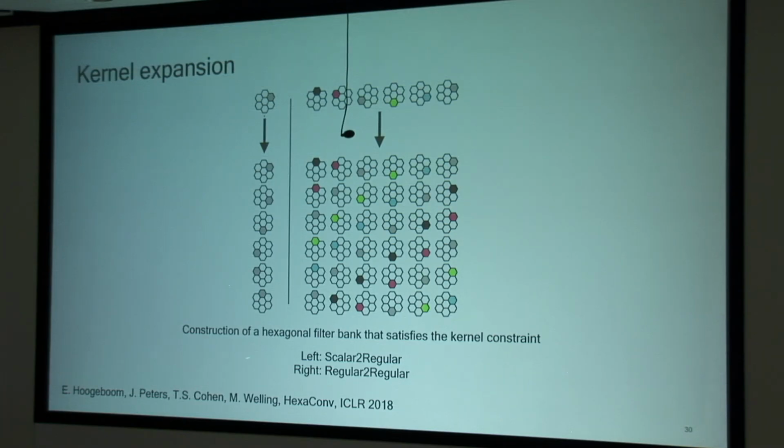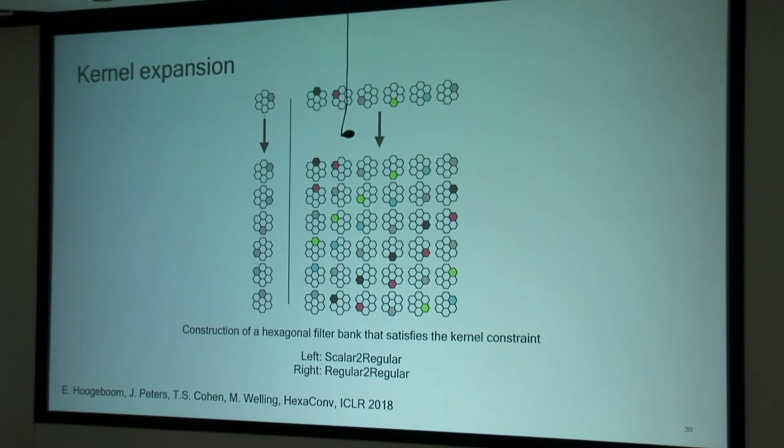If you have, say, a scalar input feature map, you have one hexagonal pixel. We think of these grids as being hexagonal grids, right? Because every pixel has 6 neighbors. So we have one hexagonal pixel, and we just rotate it 6 times. And that gives us a kernel that has the property that if you rotate each of these channels, it's the same as cyclically shifting among these channels.